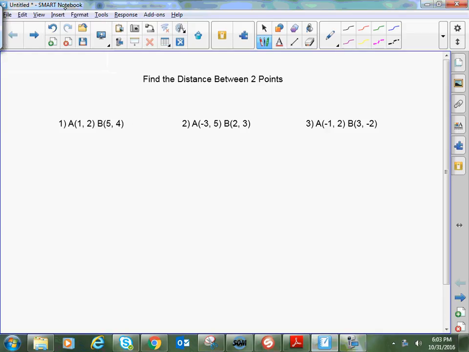Hey everybody, Mr. Piercy here with some practice problems on the distance formula. So this is how we're going to be working the distance formula.